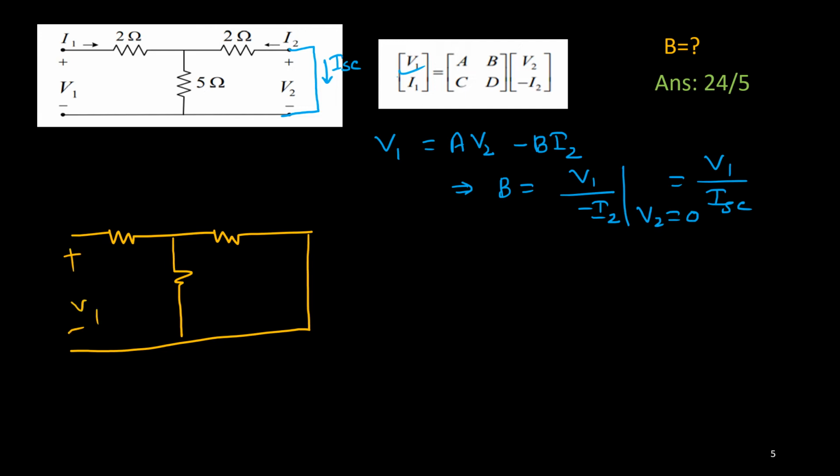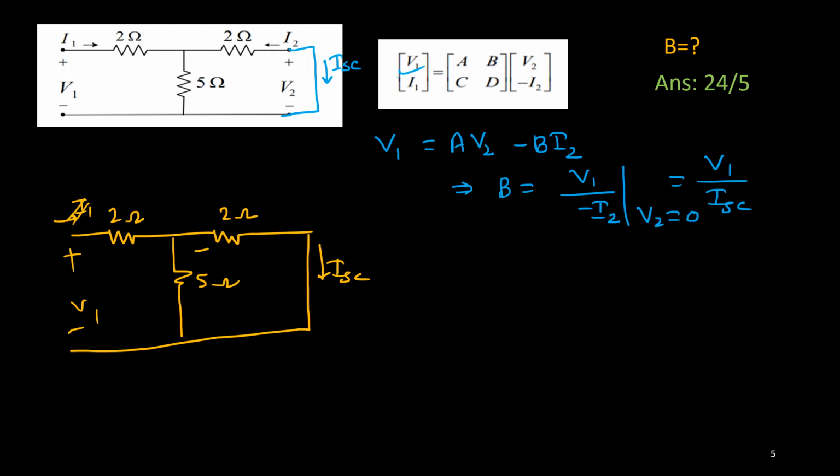This is your V1. This is I1. Okay, I1 is not recorded. I won't use I1, right? So this current is ISC. This is your 2 ohm, 5 ohm, and 2 ohm. I want to relate V1 and ISC.